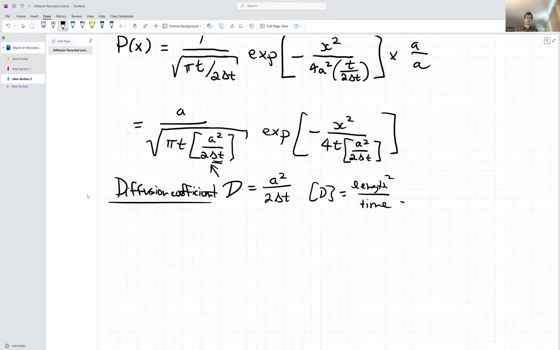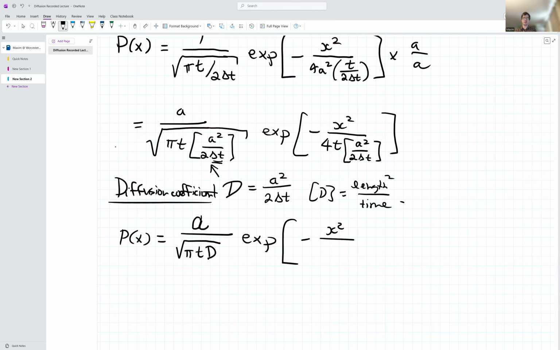Okay, so let's rewrite this in terms of the diffusion coefficient. We have an a upstairs, and here we have a square root of pi t times D, the diffusion coefficient, and then up here we have minus x squared over 4 times the diffusion coefficient times t.